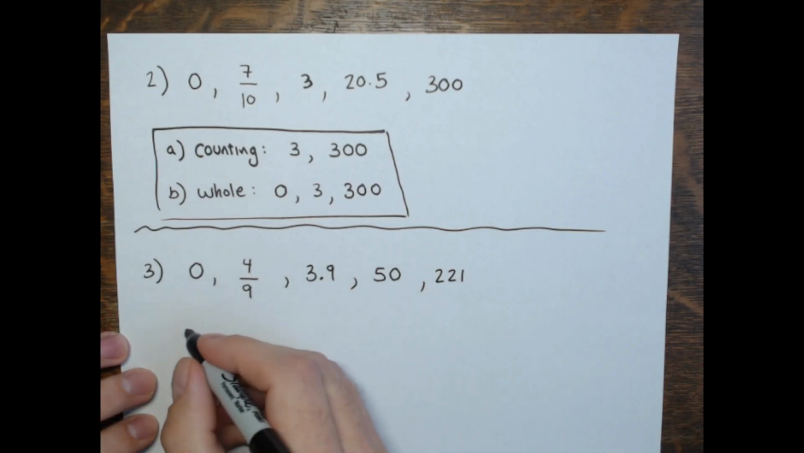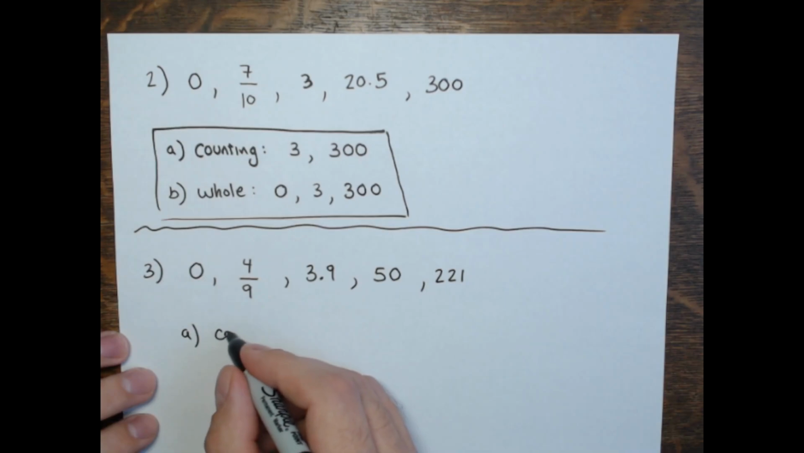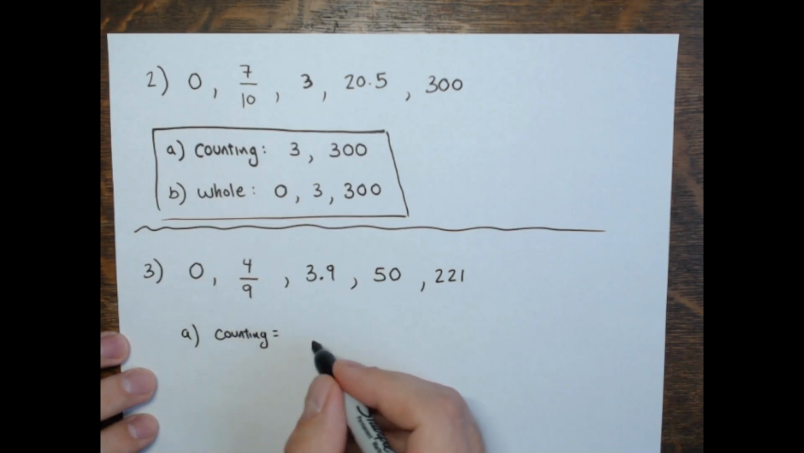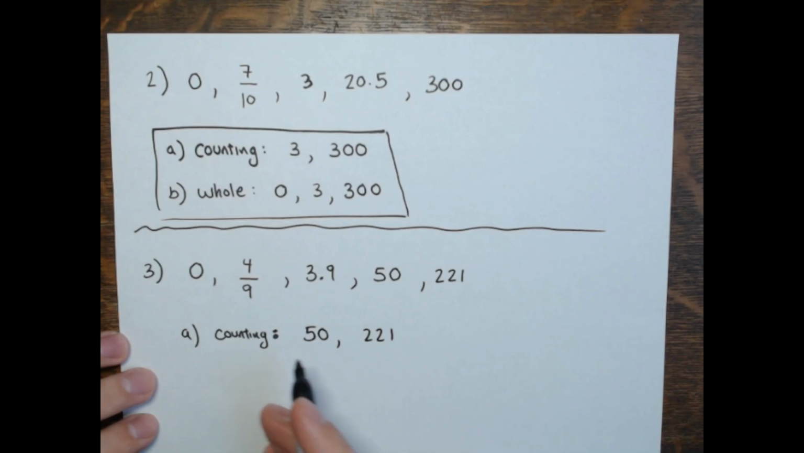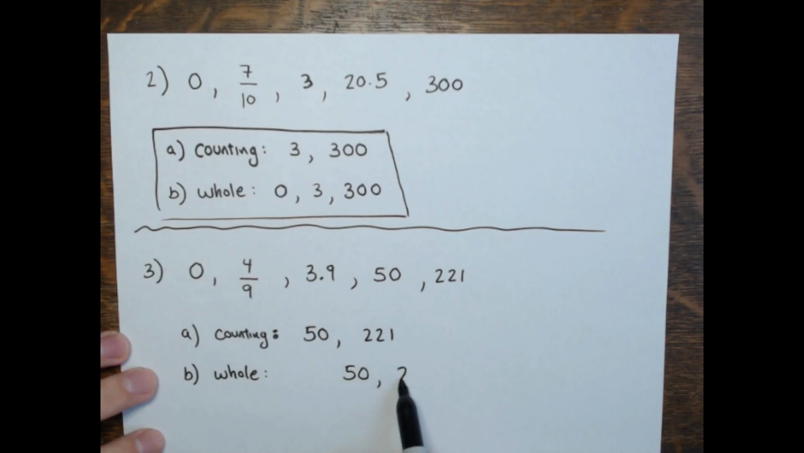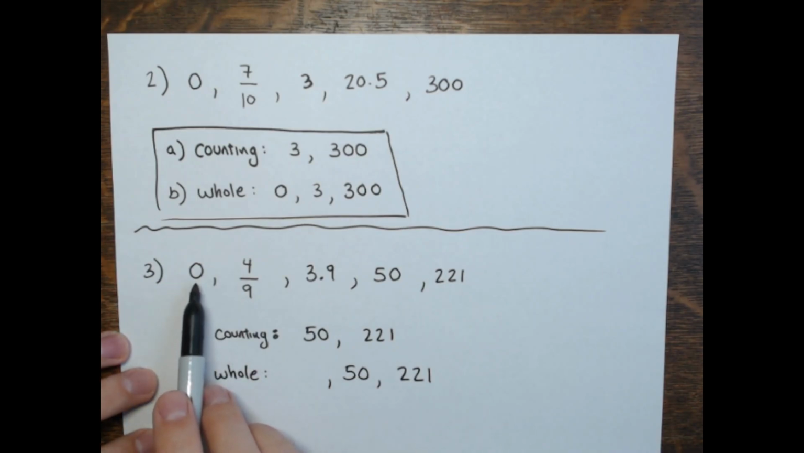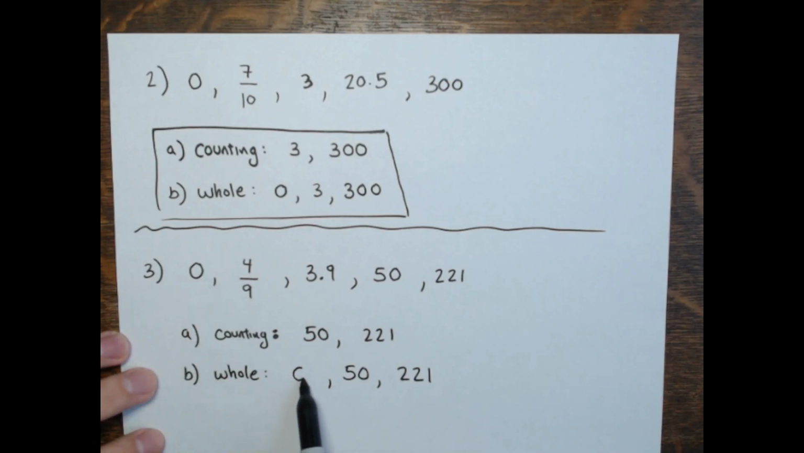So these are counting. All right, so part A, the counting numbers are 50 and 221. All right, if you were to write the list 1, 2, 3, 4, 5, 6, right, you'd eventually get to both of these. And then part B, the whole numbers. Well, the counting numbers I just listed are whole. So 50, 221. And we've said this several times now, 0 is considered a whole number, but not counting.